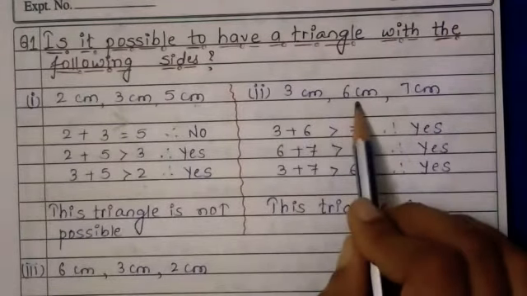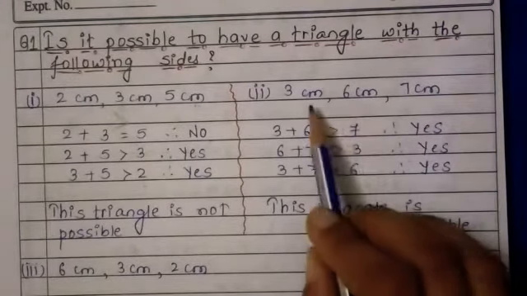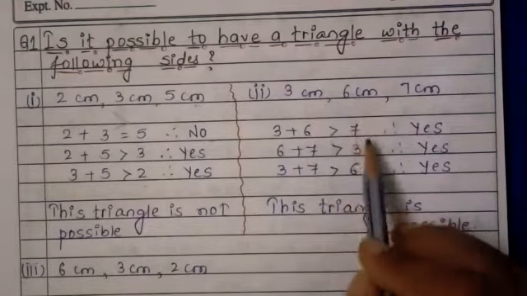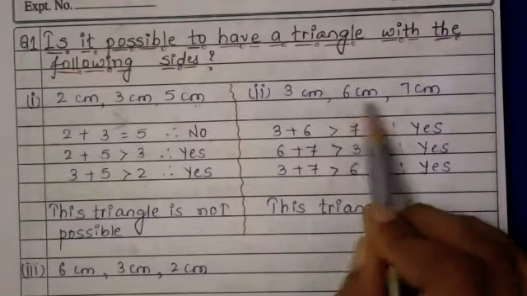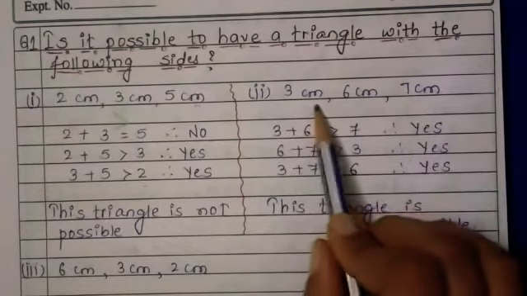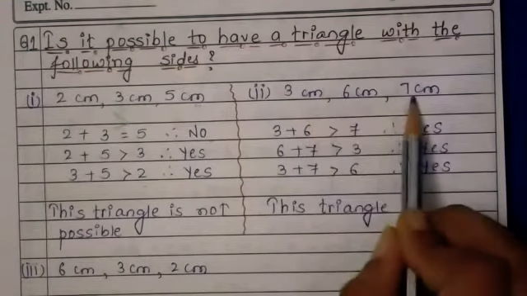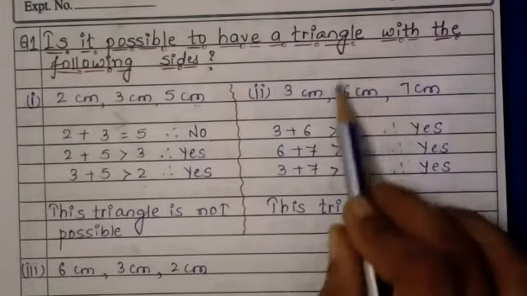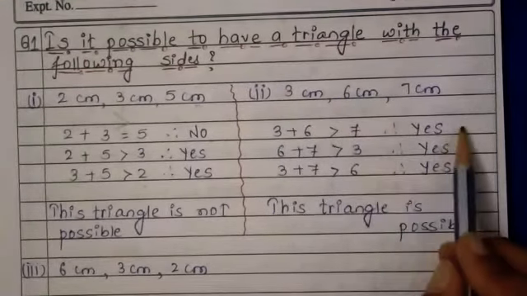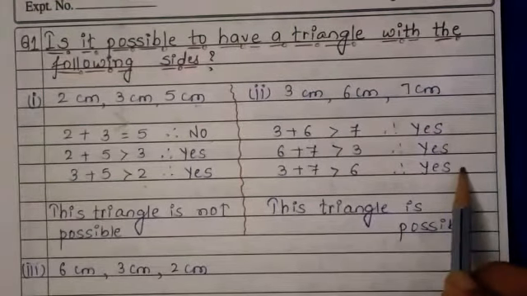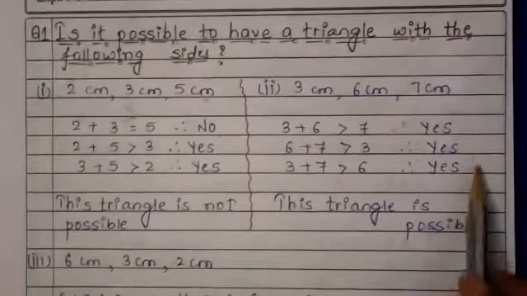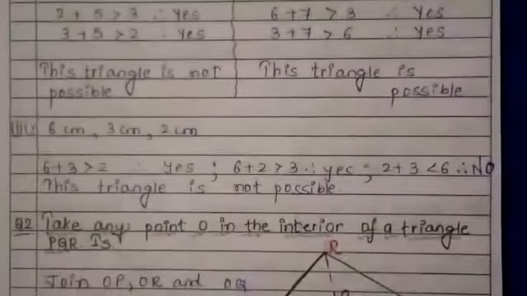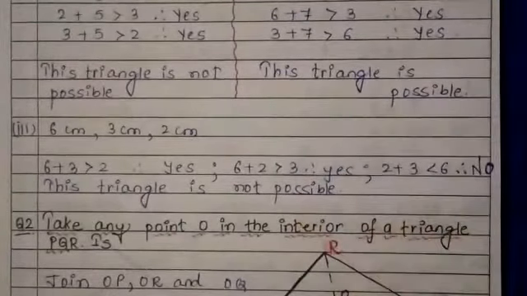Okay, now let's see the next question. 3, 6 and 7. So 3 plus 6 will give me 9, which is greater than 7. Similarly 6 and 7 will give me 13, which is greater than 3, and 3 and 7 will give me 10, which is greater than 6. So in all the three statements we get the positive answer, that is yes, and therefore the triangle is possible.